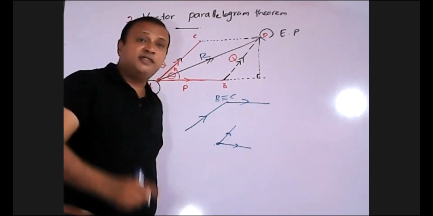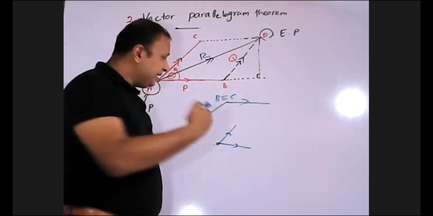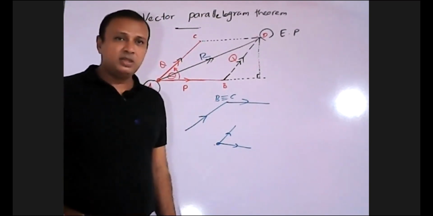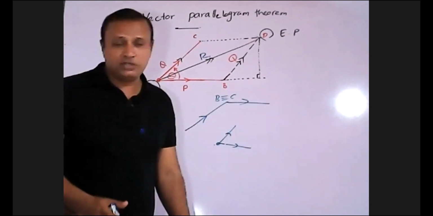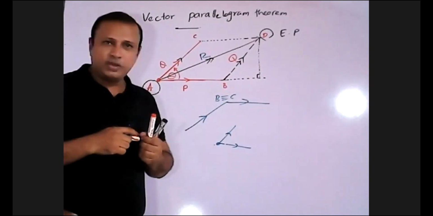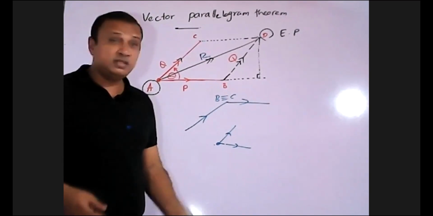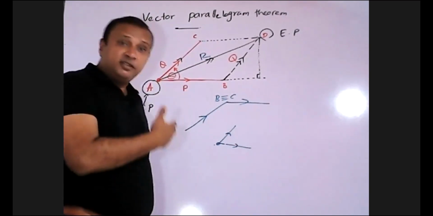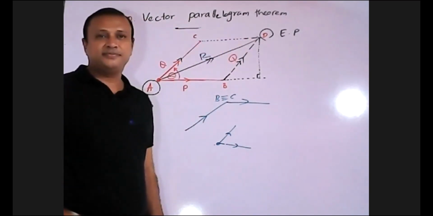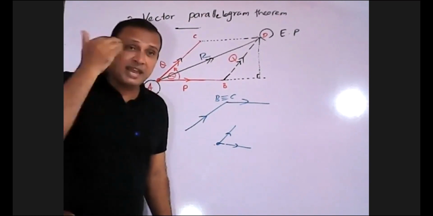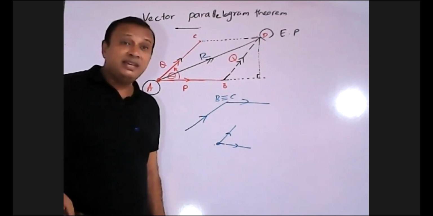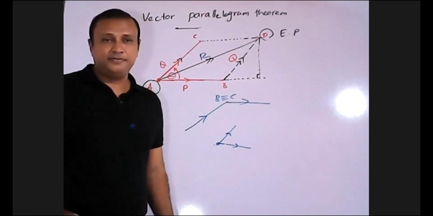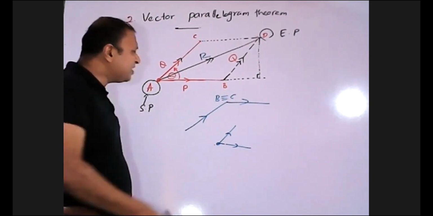Both vectors start from the same point because they are acting at the same point. So you cannot overlap these two forces, because they start from the same point. That is the problem. That is the reason why I cannot use the vector addition theorem directly.